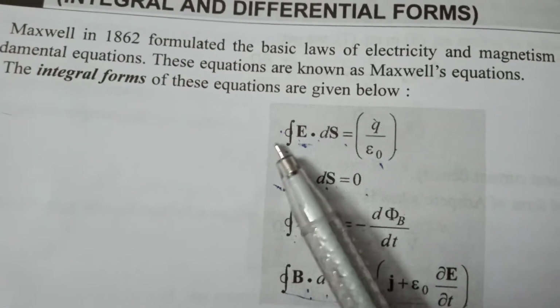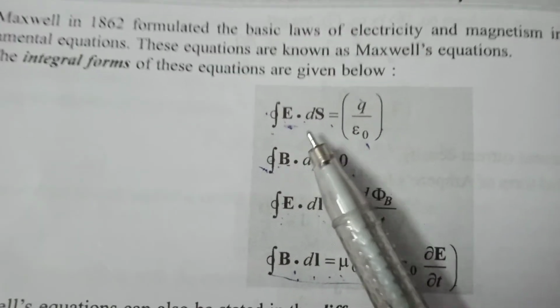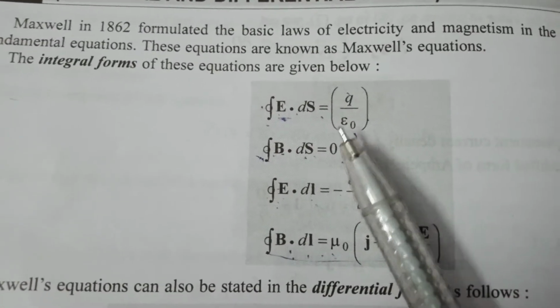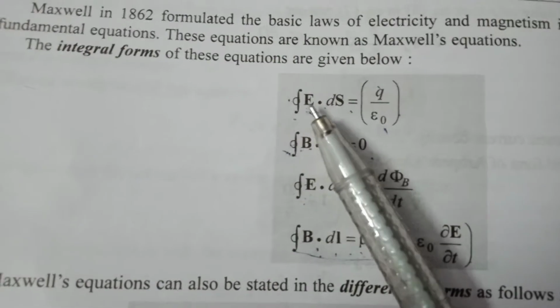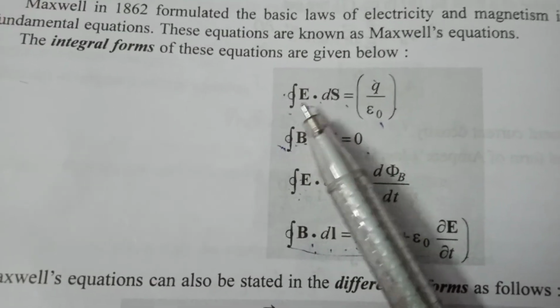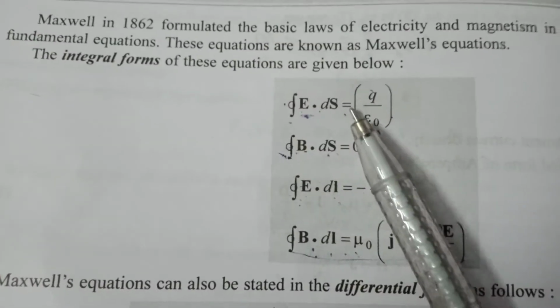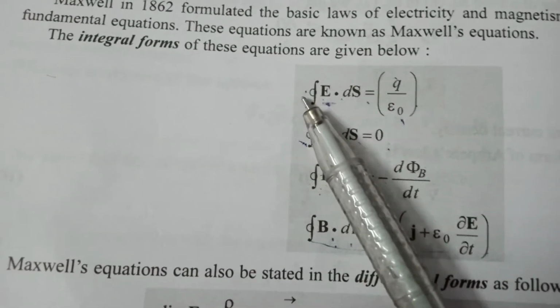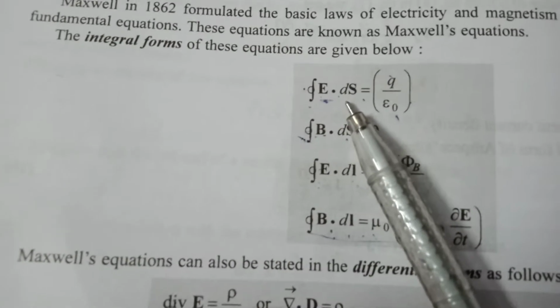Integral over a closed surface E dot ds is q by epsilon naught. That is, wherever there is a charge, there is an electric field E. And the relation goes this way. Over the closed surface, ds will give you the area of the surface.